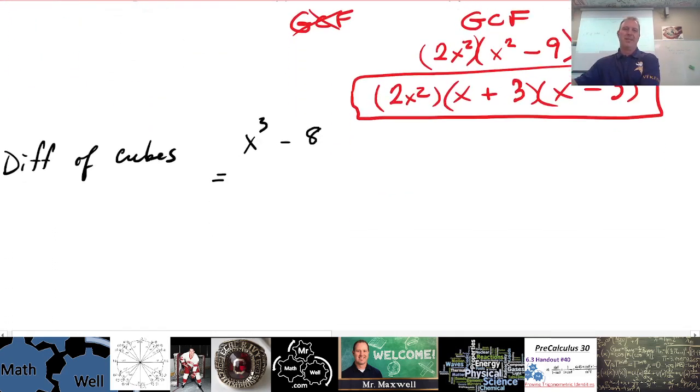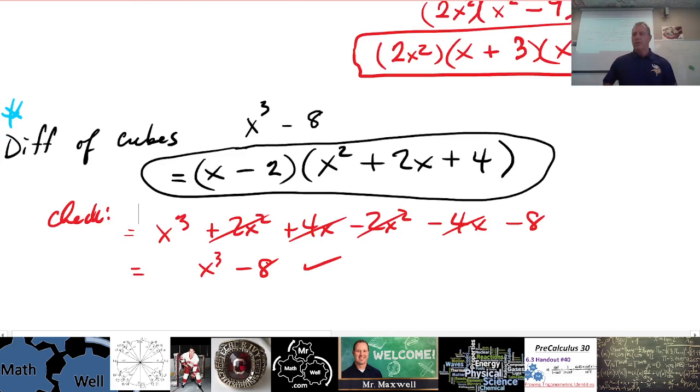All right. So go ahead and do this one on your own. Just take a minute and do this one on your own. Factor this difference of cubes, x cubed minus 8. Let me know what that turns out to be. All right, so let me know if that's what you got here.